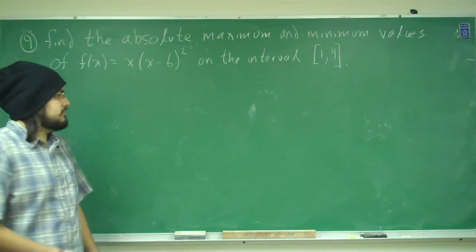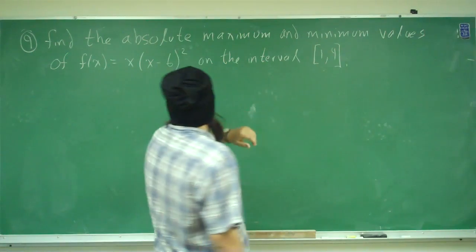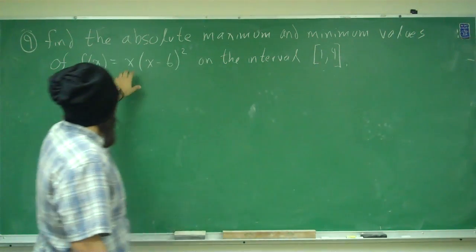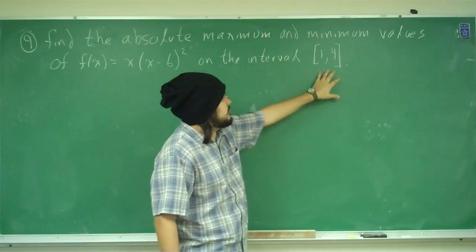Alright, so now we're going to do problem 9. Problem 9 states, find the absolute maximum and minimum values of f of x equals x times (x minus 6) squared, on the interval 1 to 4.